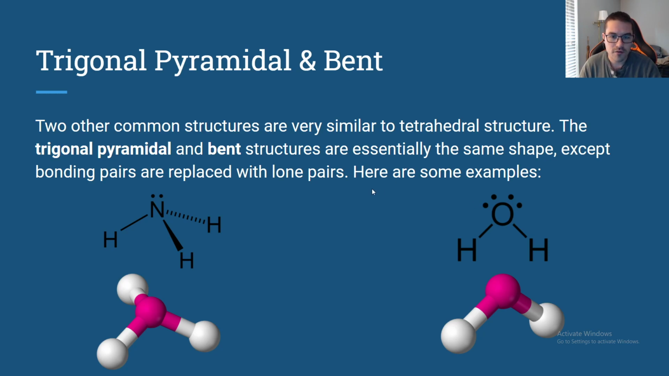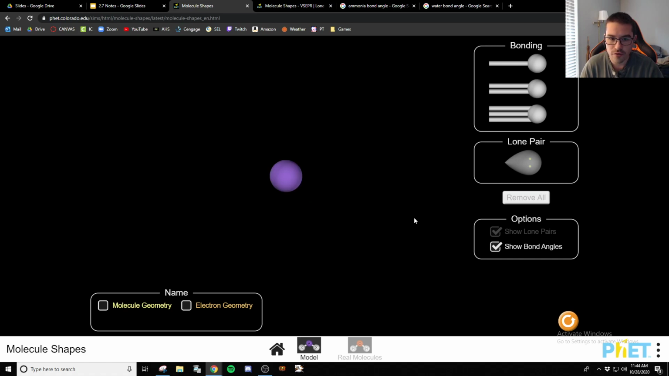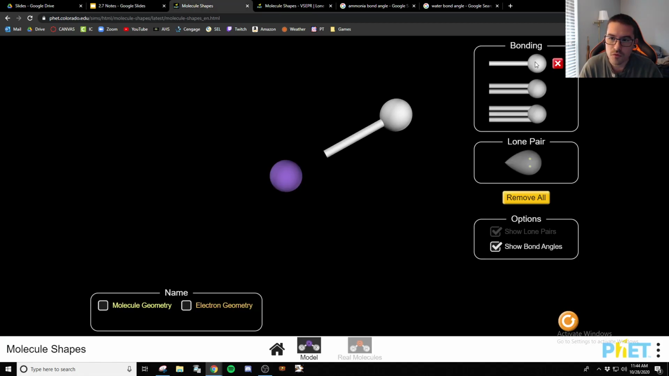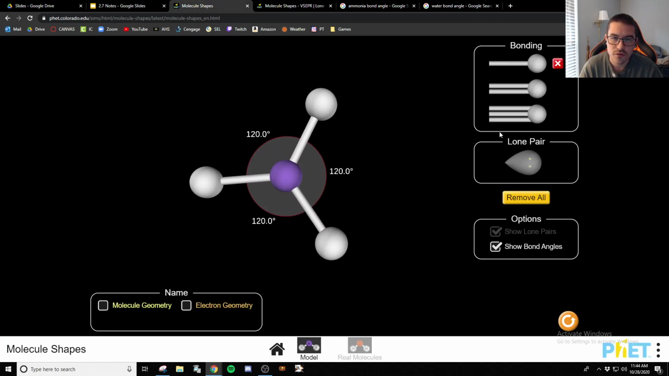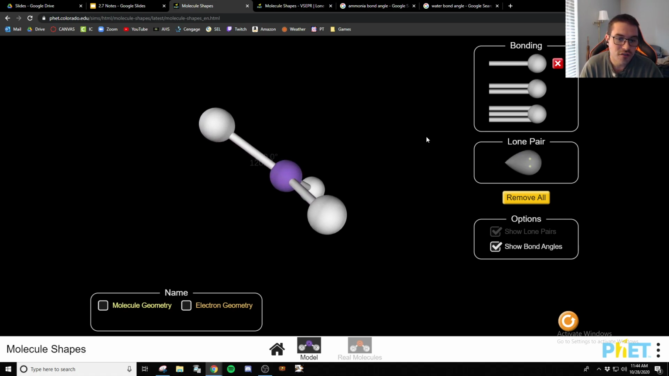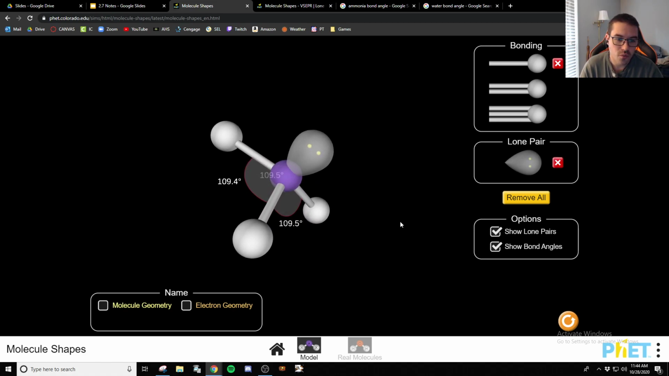Okay, so let's go into the simulation again and let's try to build these. All right, so let me take all this away. The first scenario here is ammonia, NH3. This is nitrogen with 3 bonds to hydrogens and then 1 lone pair. So I'm going to do 3 bonds to 3 hydrogens. Okay, this would be trigonal planar, but I have a lone pair on my nitrogen. This lone pair of electrons is going to act just like that fourth bonding pair, and it's going to push the other ones away.